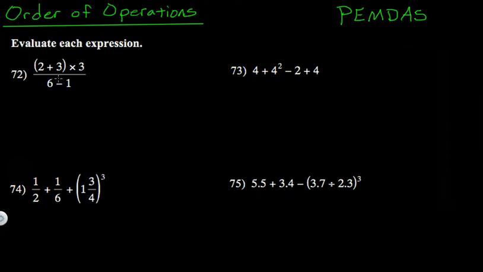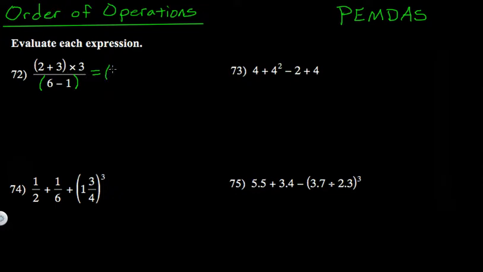So number 72. Here we have this problem in fraction form. What you have to remember is that this fraction bar, we can write it as a fraction sign. We can write the same problem using the fraction sign. But anytime you have a fractional problem like this, you have to think of the denominator as being in parentheses. So automatically go ahead and put this in parentheses.